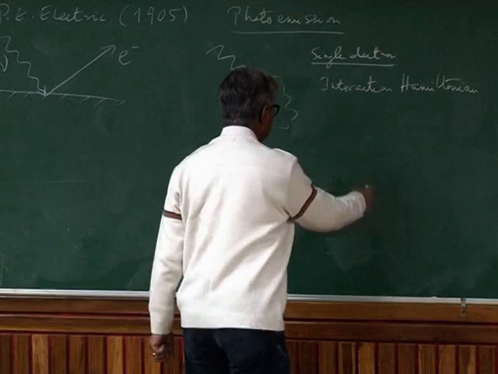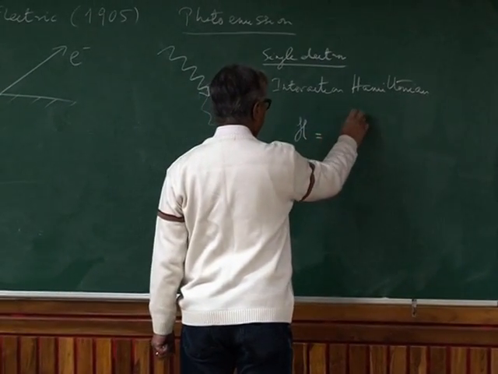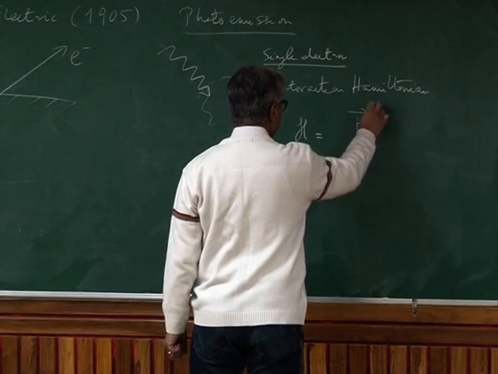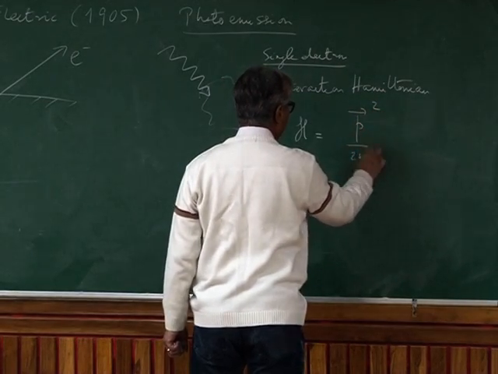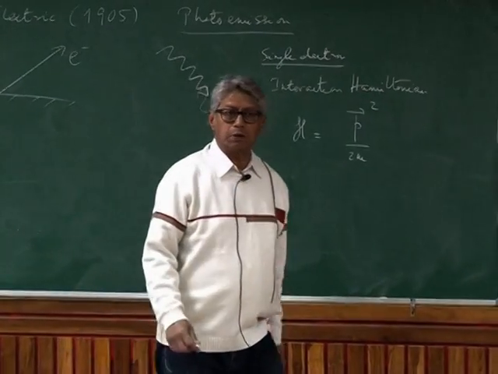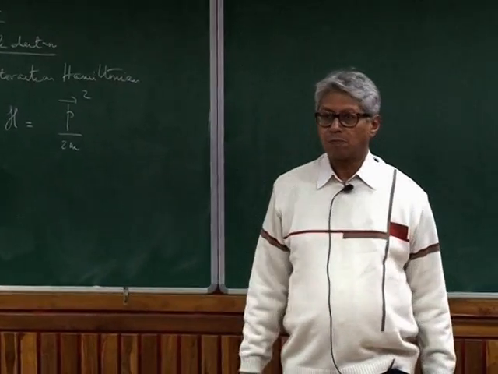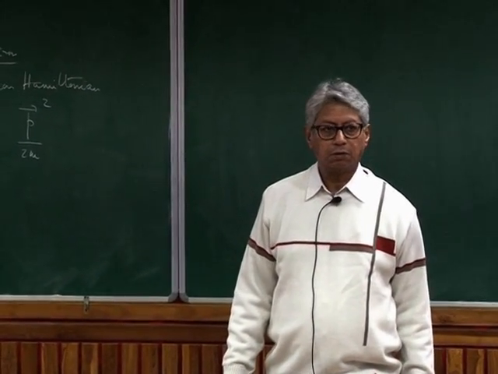Let's say, so the electron, okay, this is the Hamiltonian. The electron initially has a kinetic energy, right? You write it as p squared over 2m, where m is the mass of the electron, right? So now I shine electromagnetic radiation. What happens? There will be an interaction. So what is that interaction?